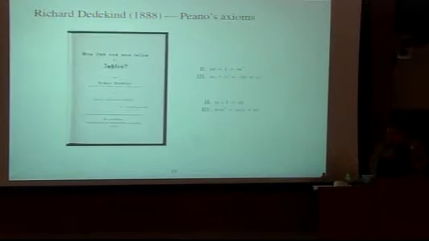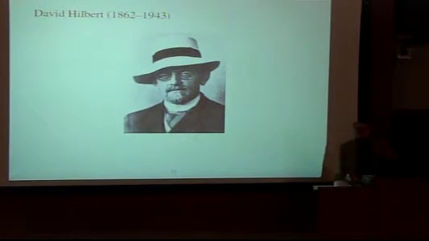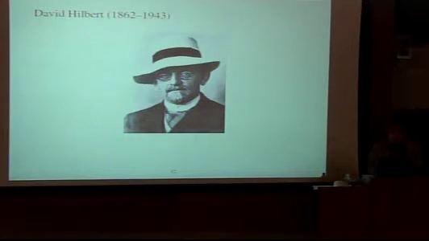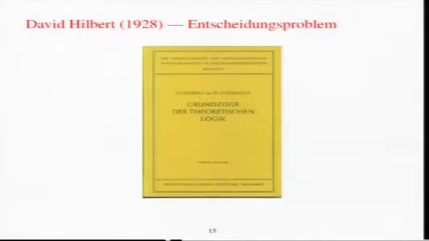So we'll skip over Dedekind. And let's start with David Hilbert. So we'll leave out all the bits from Aristotle up through Russell and Whitehead. And we'll begin here with David Hilbert. And in 1928, he publishes his books on the foundations of theoretical logic. And one of the things that appears in it is the Entscheidungsproblem.